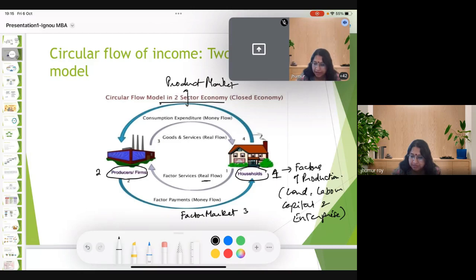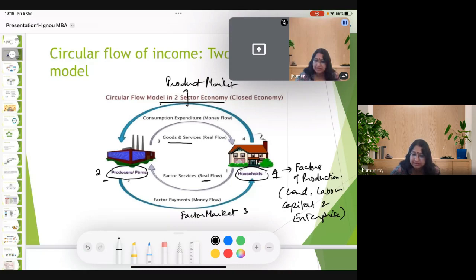Now what happens from the factor market? Who's going to buy these factors of production? The firms. If there is land which is there for selling or for renting, who's going to buy it? The firm or the producers will buy it. And what will they do with the land, the labor, the capital and the enterprise? They will utilize it to make goods and services.